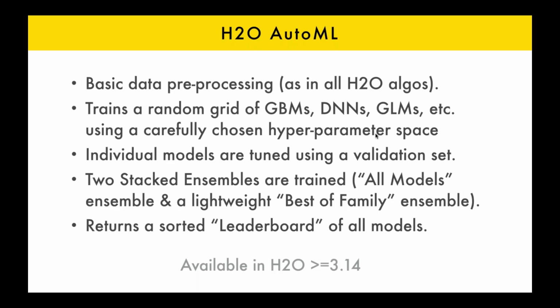So then we have also trained what we call best of family, where we take the best GBM, the best deep neural net, the best GLM, best random forest, best extremely randomized forest. So 5 models, and it's basically just a 5 model ensemble. And that actually does pretty well compared to the whole one. Usually not as well, but pretty much the same. And then what we return is this leaderboard of the models.